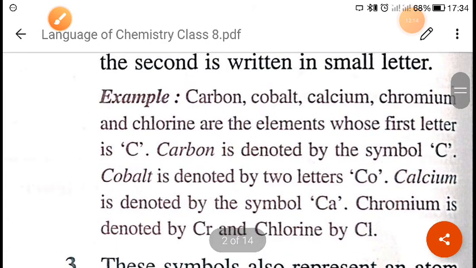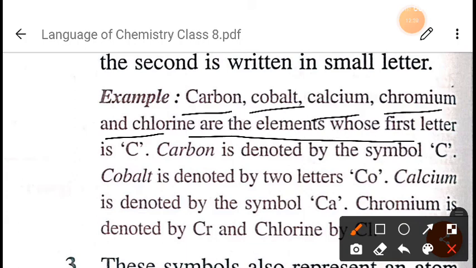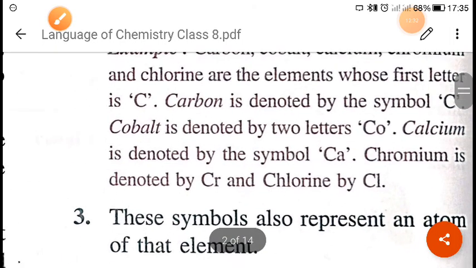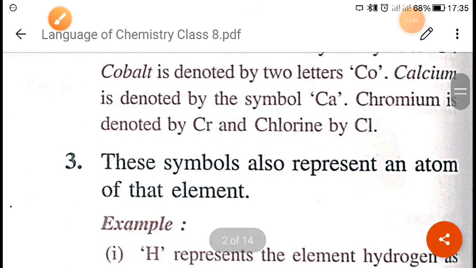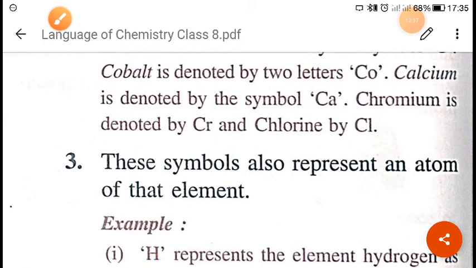So here carbon, cobalt, calcium, chromium and chlorine are the elements whose first letter is C. Carbon is denoted by C, cobalt is denoted by Co, calcium is denoted by Ca, chromium is denoted by Cr, and chlorine is denoted by Cl. I hope you have understood this.